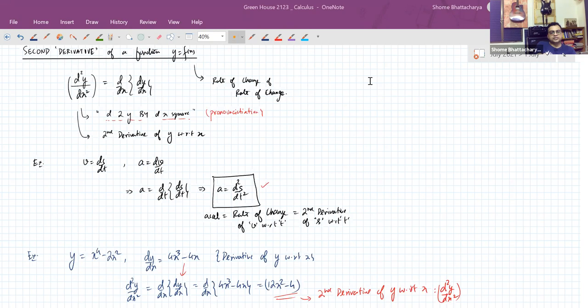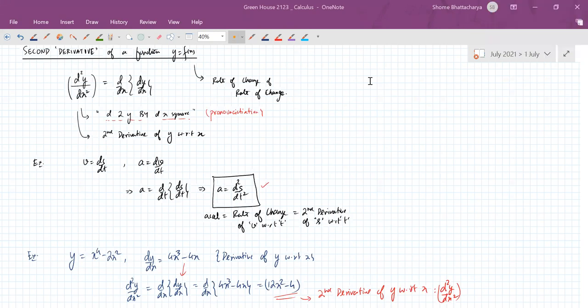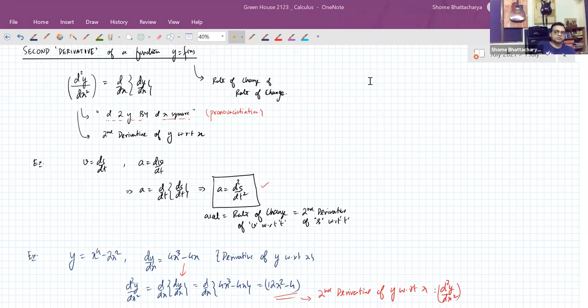Zero. So a linear function has zero second derivative. All other functions have non-zero second derivative. Okay? So for example, a quadratic function, its derivative will be linear, so its second derivative will become a constant. A cubic function, its derivative will be quadratic, so its second derivative will become linear.